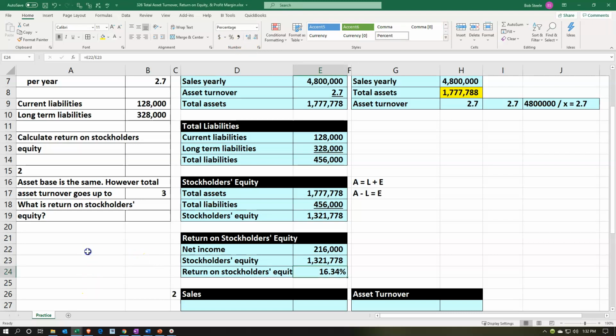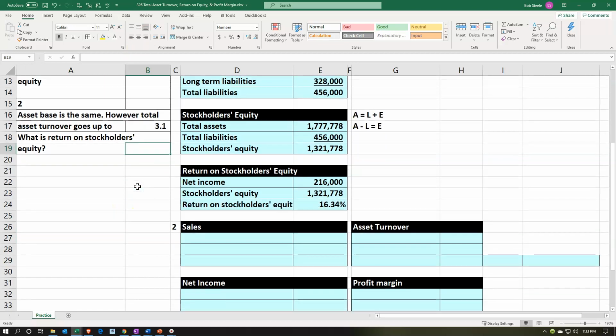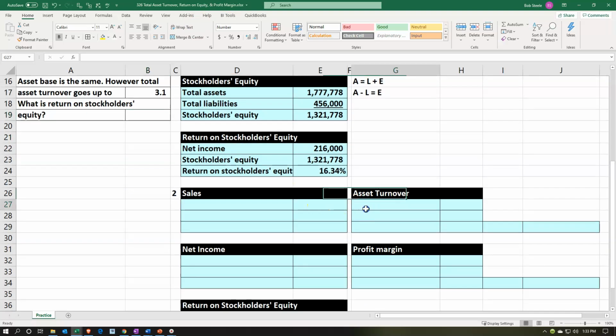Okay, so then the second one says asset base is the same. However, total asset turnover goes up to 3. So to 3, actually it's 3.1, it went up to 3.1. What is the return on stockholders' equity? So now we're going to recalculate this asset turnover. So let's think about the asset turnover again, and what the formula for that will be.